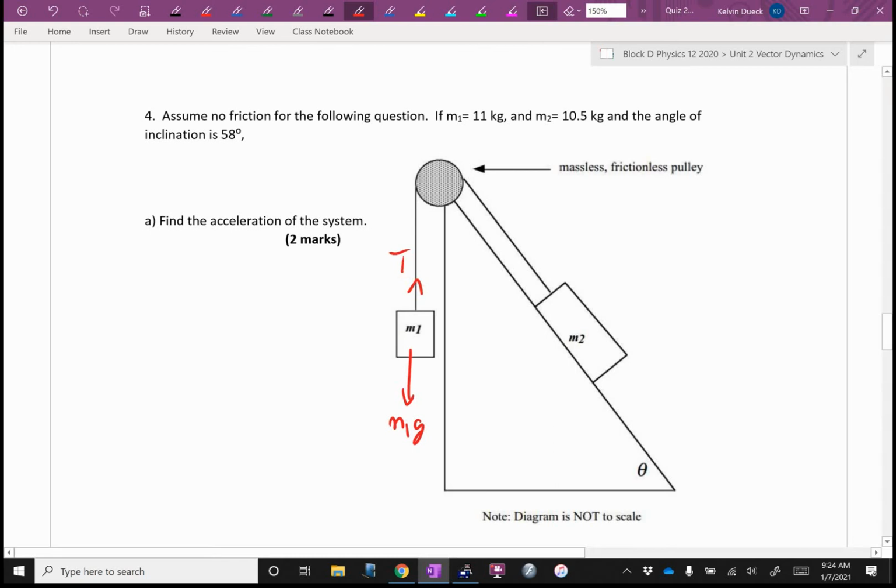Tension. M2g. Here would be M2g perpendicular. There would be M2g parallel. Is there friction in this question? Oh, no friction. Okay. Tension. Who's winning? Well, the tug of war is between those two.